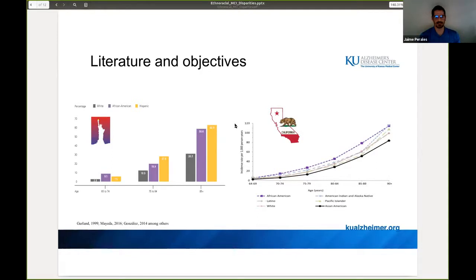Dementia risk in other groups has been much less studied, but a recent landmark study conducted by Mayeda, mentioned a couple of times already, in California suggests that Native Americans, but not Asian Americans, might have a higher risk of dementia.